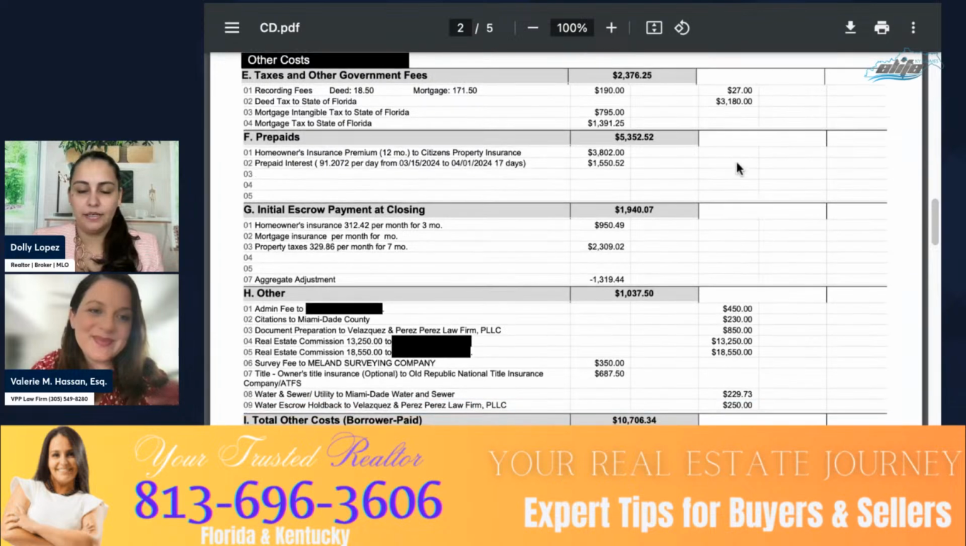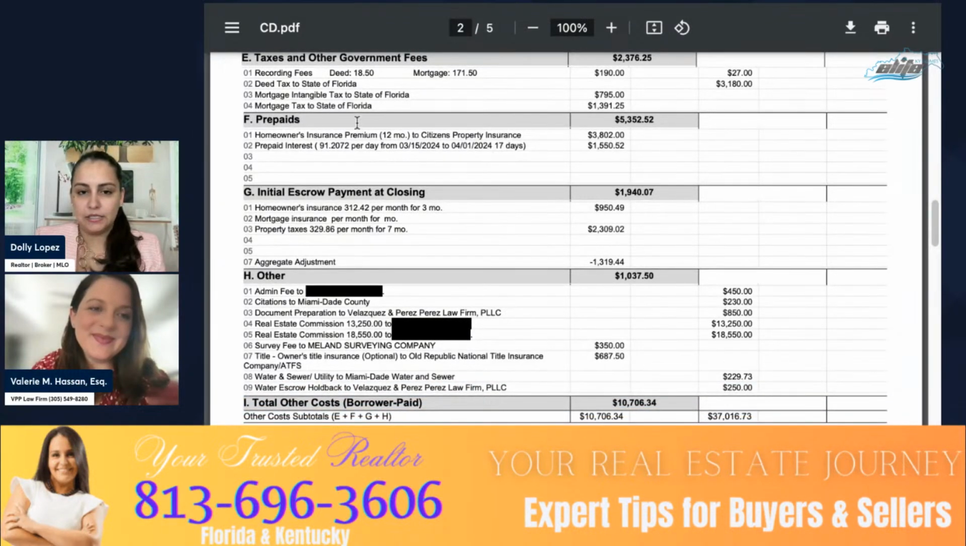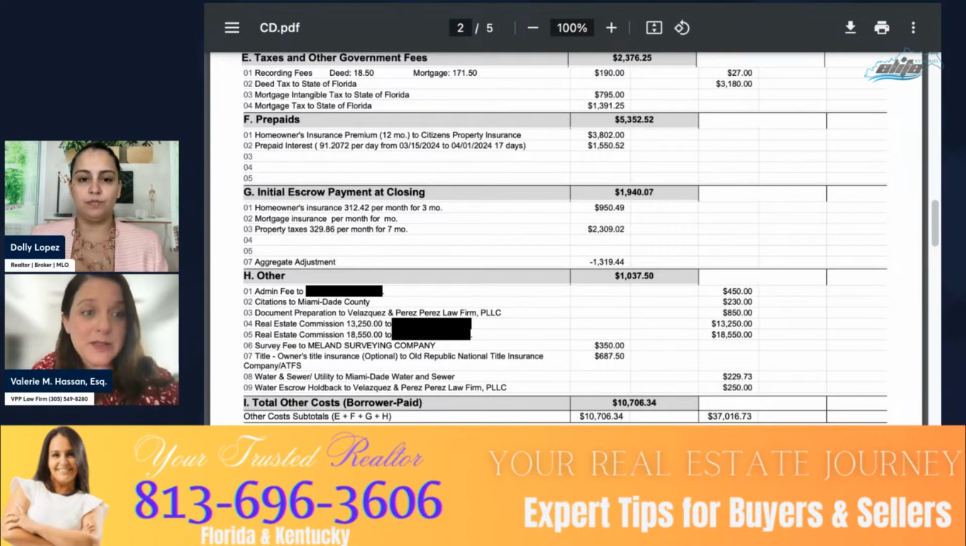Perfect. Okay. What is this prepaids? The prepaids is what we were talking about when we were talking about escrows. As I mentioned, some mortgage companies will require you to have an escrow account. That escrow account in this specific situation includes your homeowner's insurance, which, as you could see there, says homeowner's insurance premium to Citizens. And then it includes your prepaid interest, okay? It's important to know what prepaid interest means.